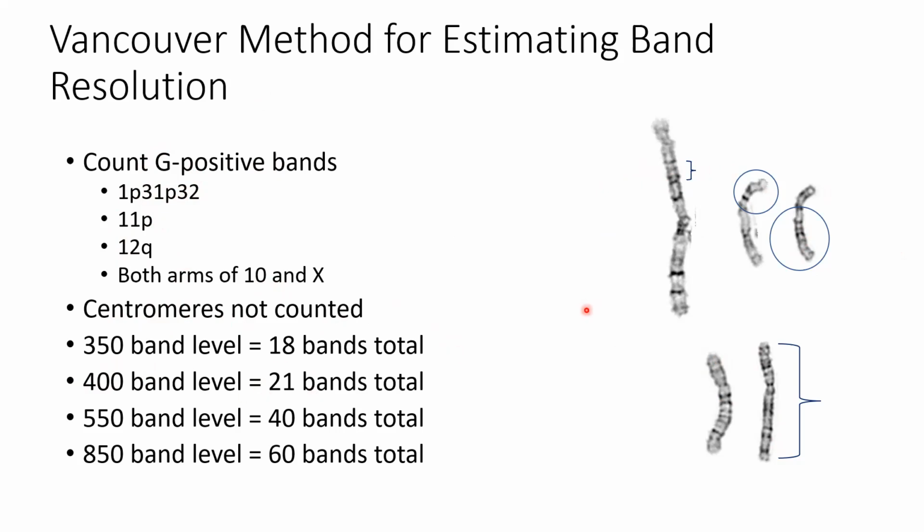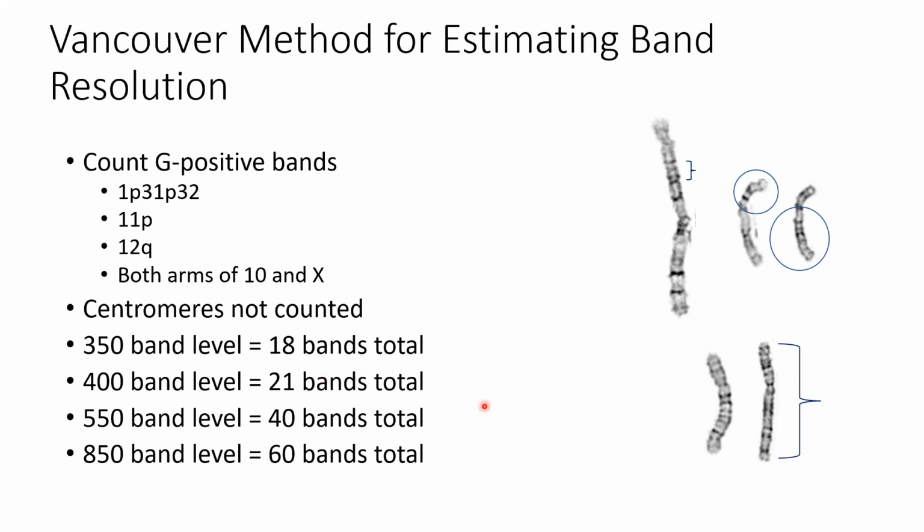So if you had a karyotype that had 18 bands in these regions, then you would say it was at the 350 band level. If you had 40 bands, you would say it's a 550. So we do an extrapolation from looking at those regions.